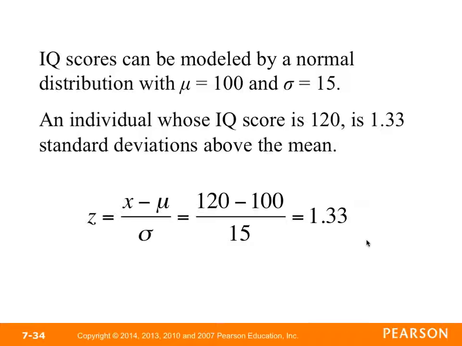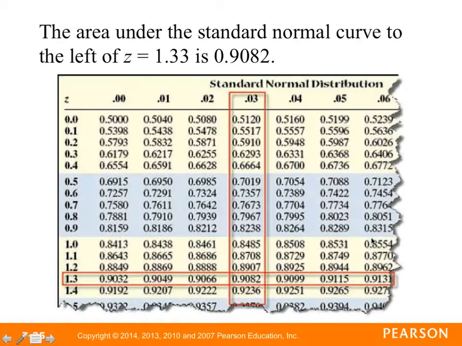Negative z-scores signify that you have something that's below the mean. And if you think about an IQ score of 120, that's definitely above the mean, so we should have a positive z-score, which in this case we do.